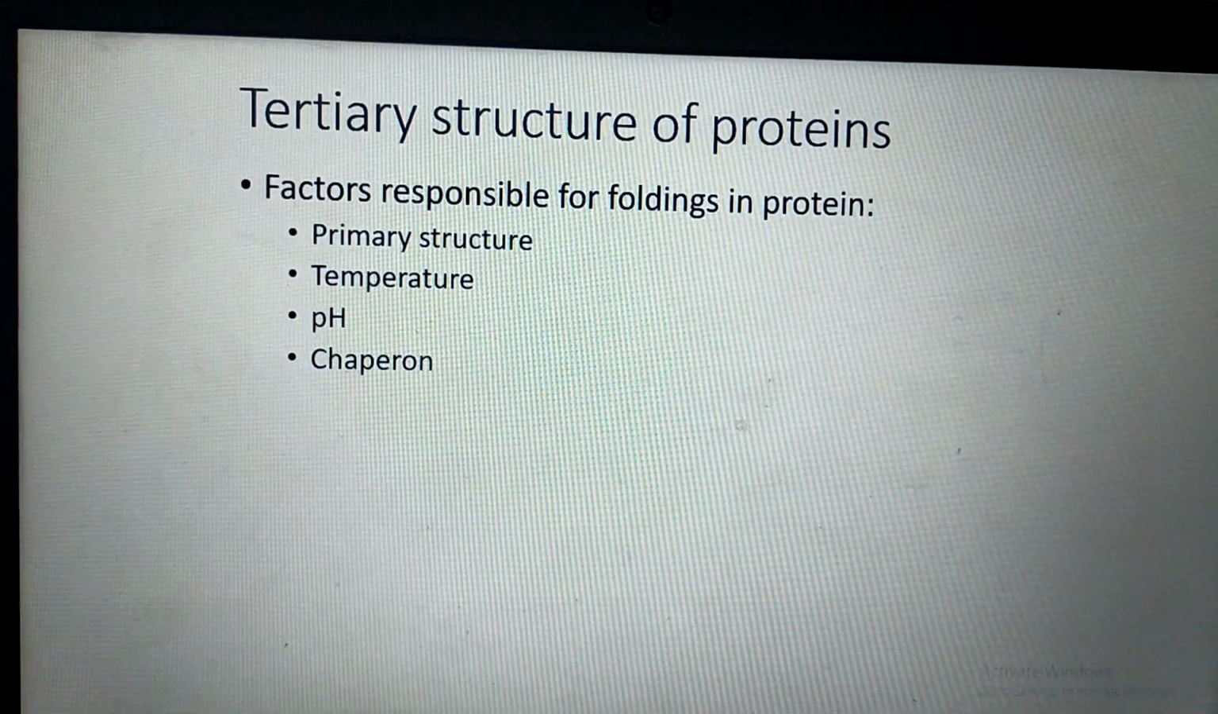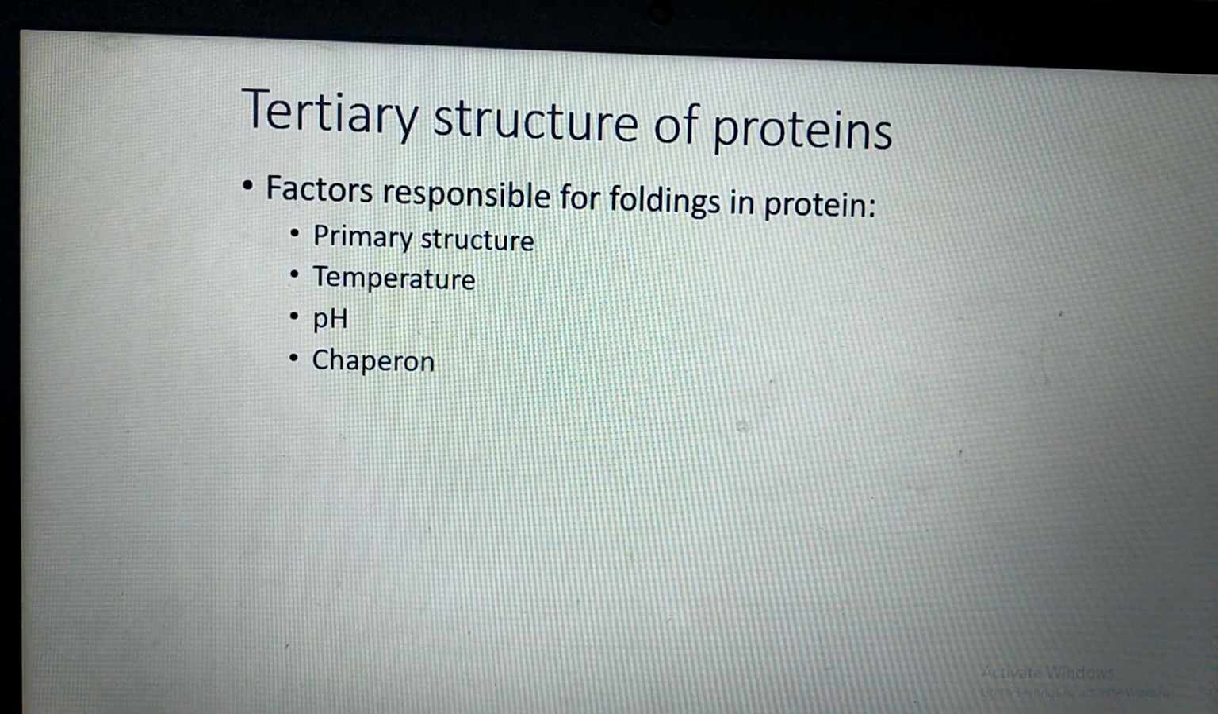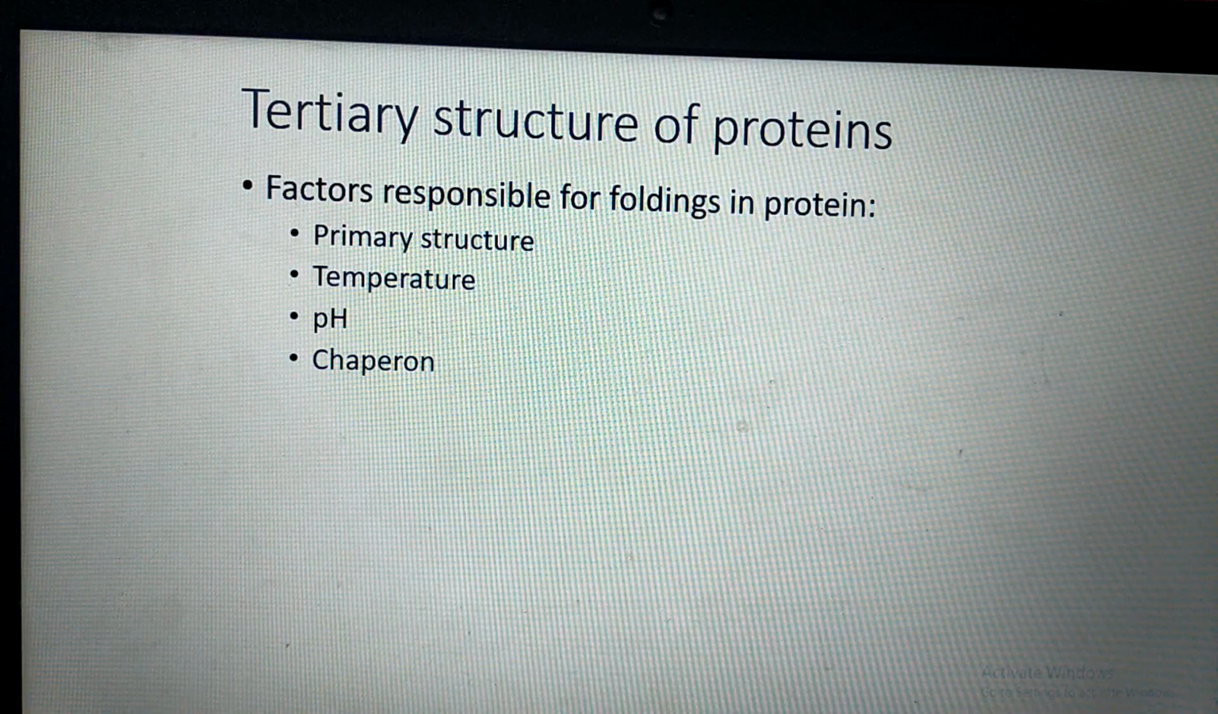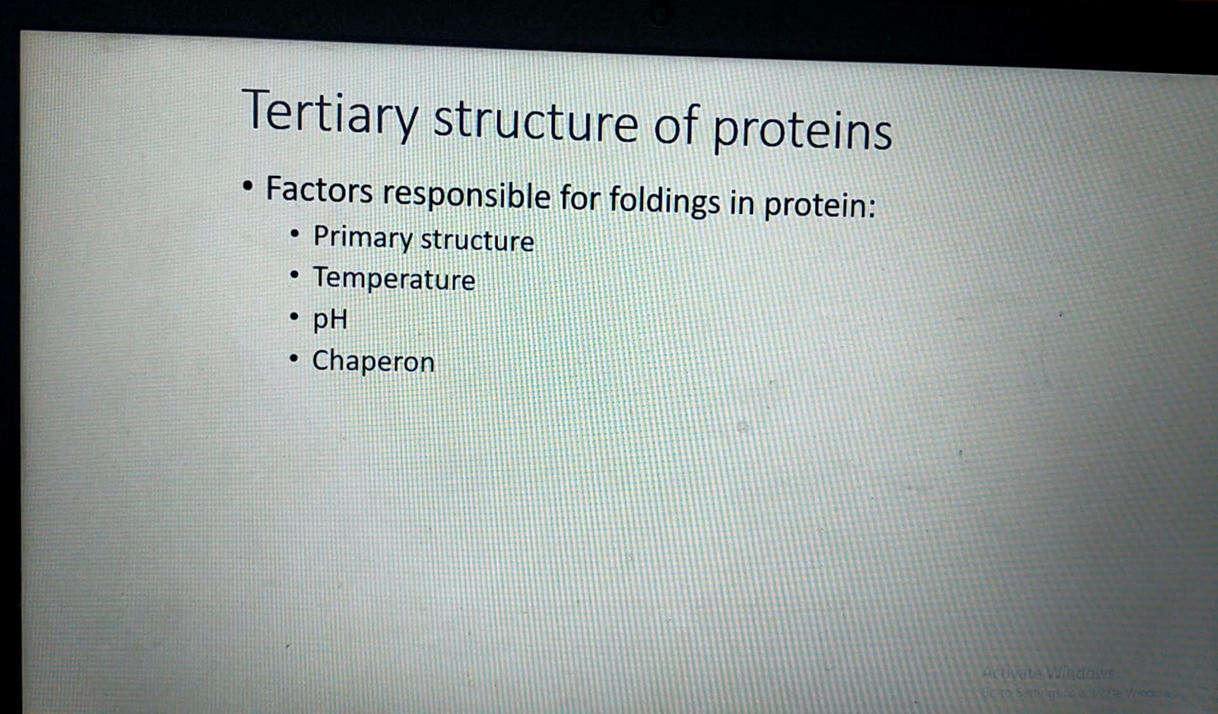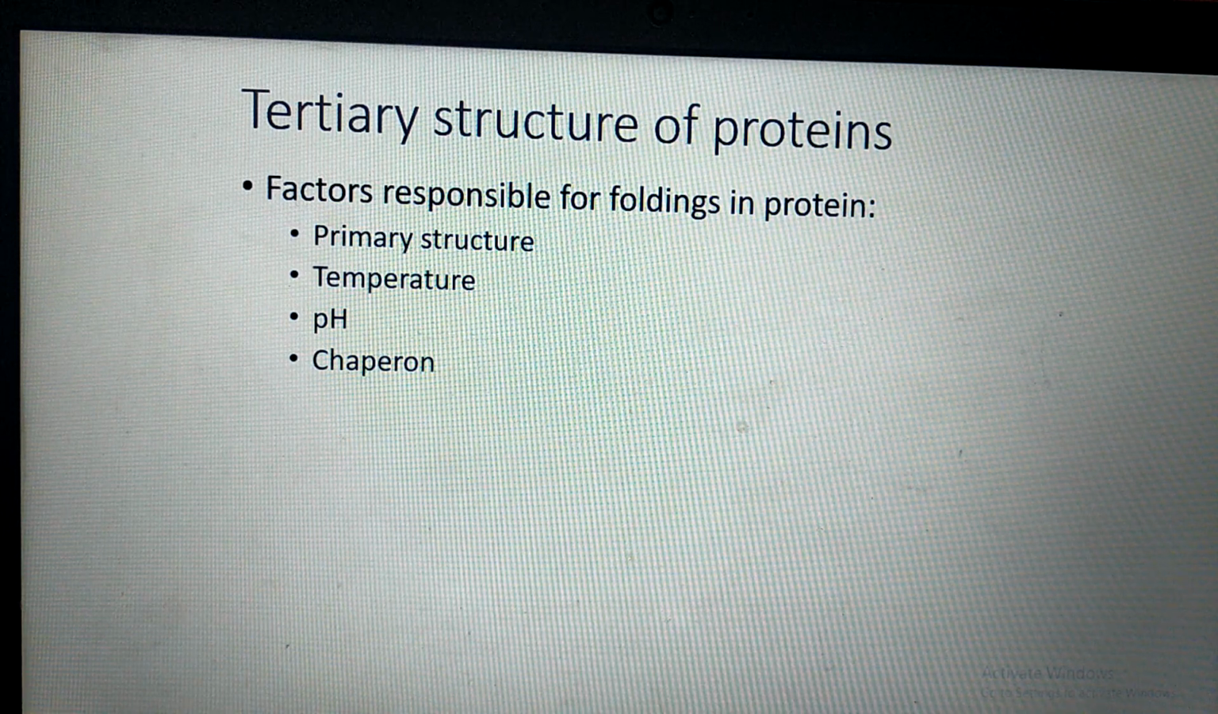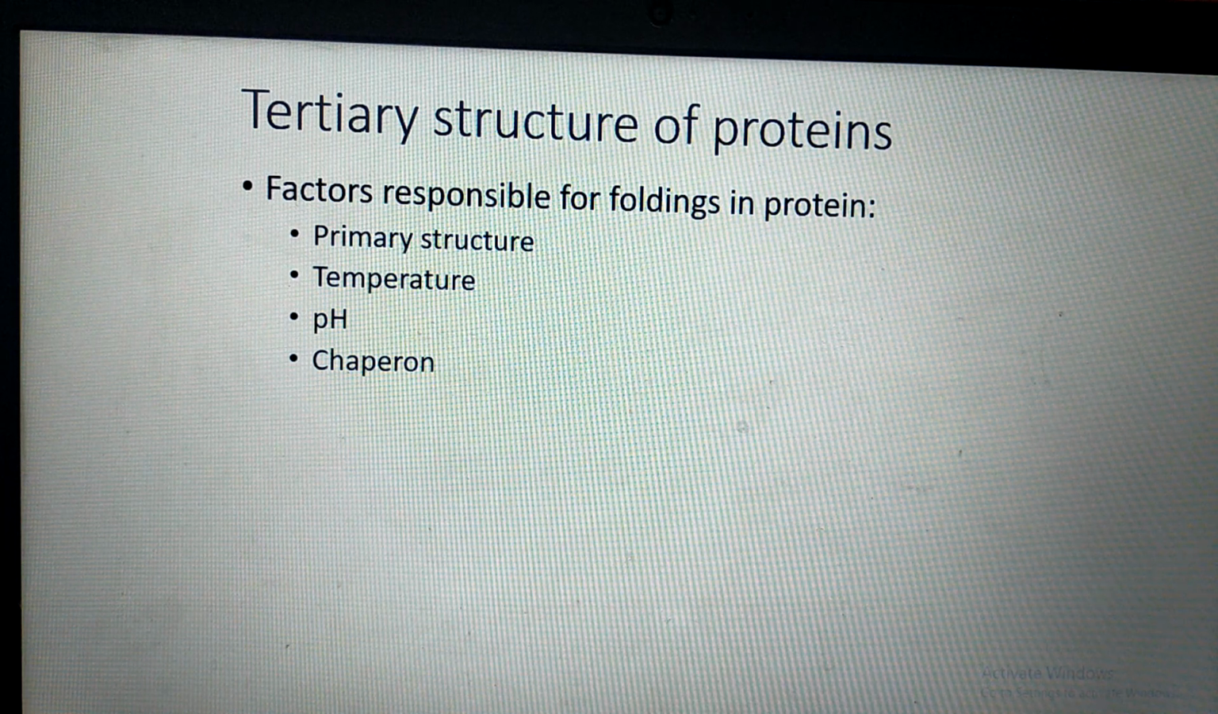Factors responsible for tertiary structure formation. First is primary structure. I have already told you that primary structure decides the tertiary structure. Next factor is temperature. When the temperature changes, the tertiary structure gets disturbed. Next factor is pH. When pH changes, the charges present on the amino acids also change and they may lose the tertiary structure. Then the next factor is chaperones. So all these factors decide the tertiary structure of proteins.